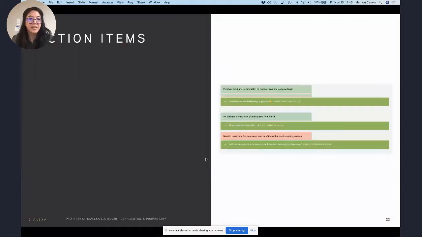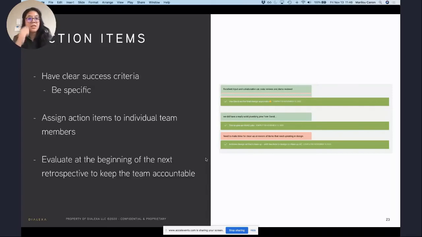This is again a snapshot of a retro that I had last week, and these were crossed off because we had accomplished them. What makes action items successful is having clear success criteria. Be as specific as possible. I have been on a lot of retros where the action items are, let's communicate better. Let's be thoughtful about this. At the end of the day, can you say, did we communicate better? That's going to have such a drastically different answer from person to person.